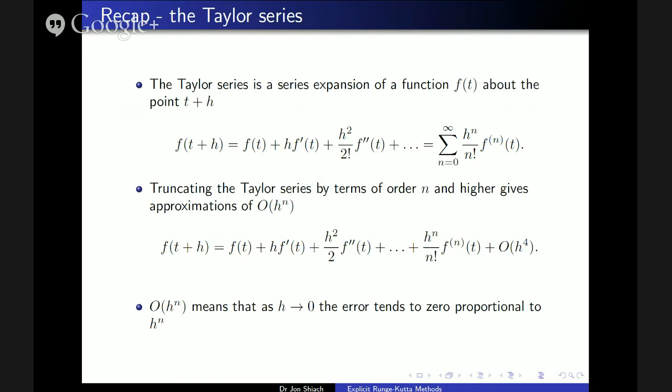What does this mean? Well, just remember that h is the step length. So h is some short step away from t. As that step length tends to 0, the truncation error also tends to 0, proportional to h to the n. So in other words, the higher the value of n, the faster the truncation error tends to 0, and therefore the more accurate our approximation. That's called big O notation. We'll be using a similar notation in term 2 to mean something totally different. Just to confuse you, there'll be a similar notation, but I'll explain that when we get to term 2.